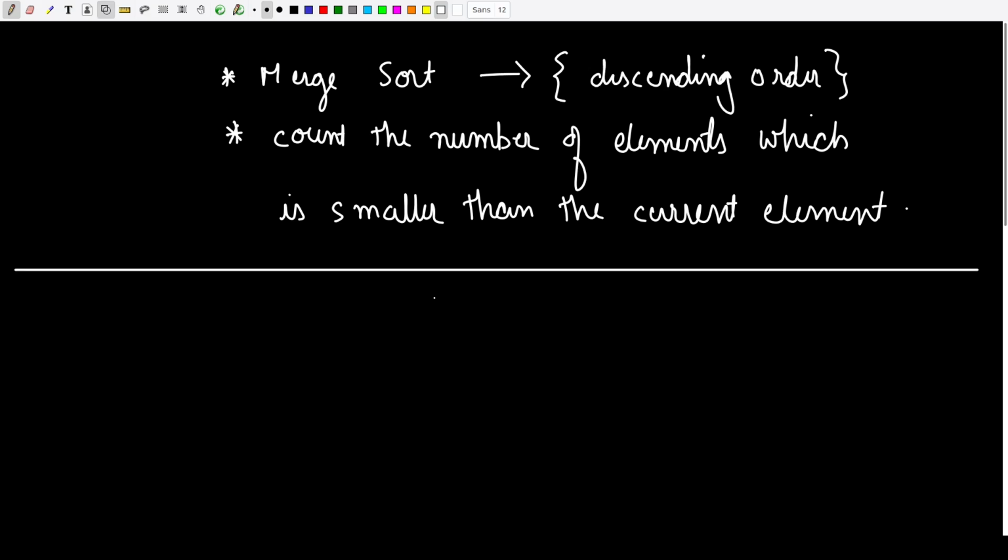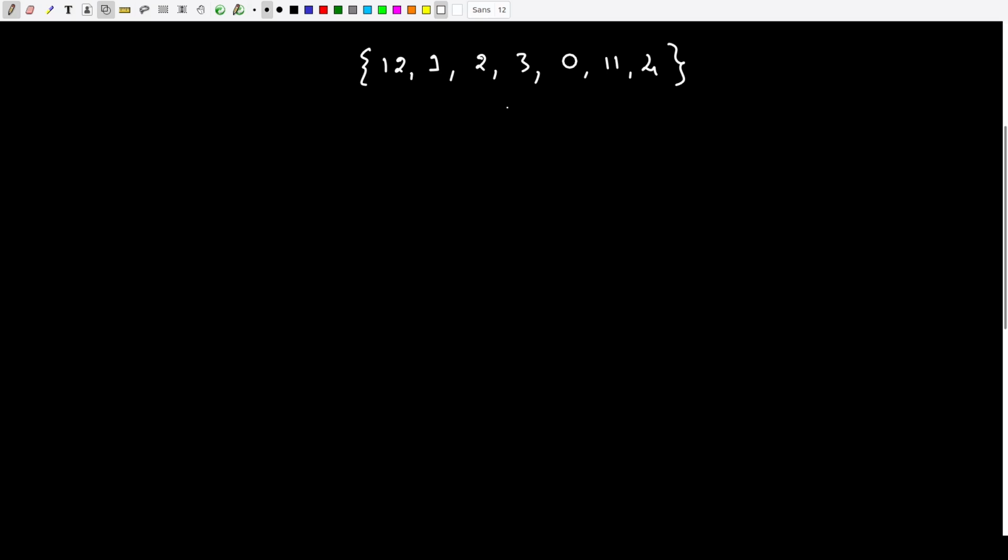So now let us take an example to discuss the merge sort, and while performing the merge sort, we will see how we will be able to achieve the second part, which is count the number of elements which is smaller than the current element. So let us take an example. So let us say the array which is given to us is this.